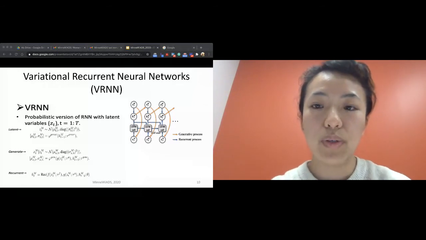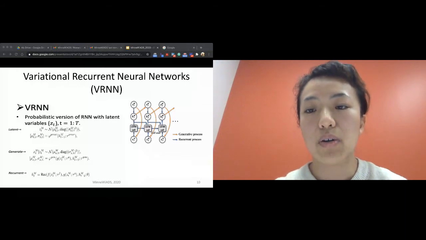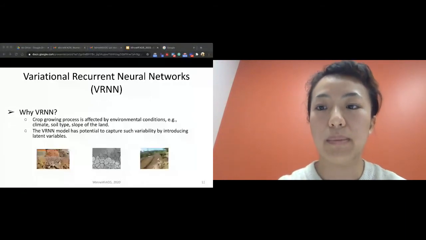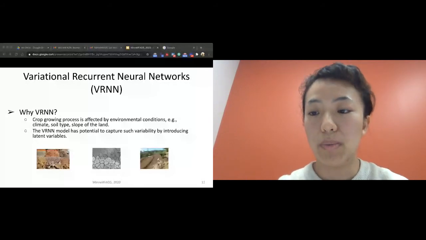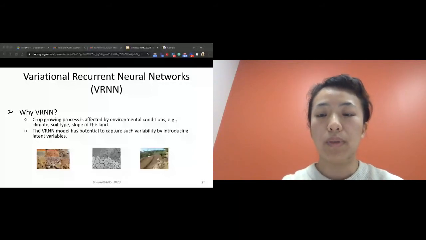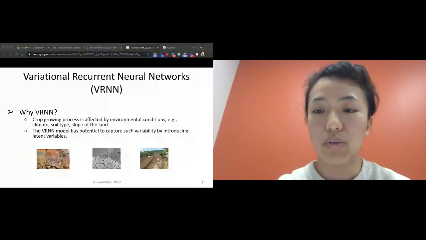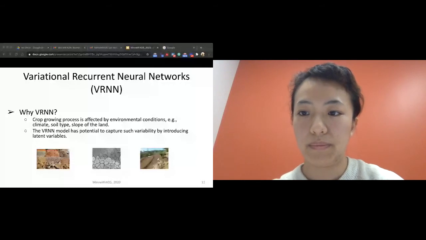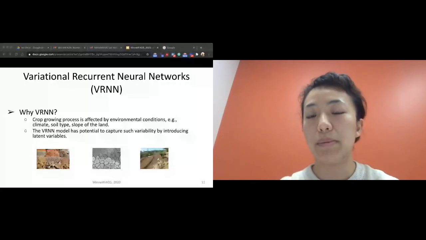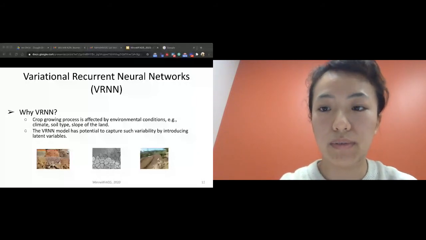So why do we want to use a variational recurrent neural network? It's because the crop growing process is often affected by environmental conditions like climate, soil type, or the slope of the land. While a recurrent neural network is deterministic, a variational recurrent neural network has stochasticity in it because of the sampling of the latent variable Z. So it allows us to better capture the variability due to different environmental conditions.